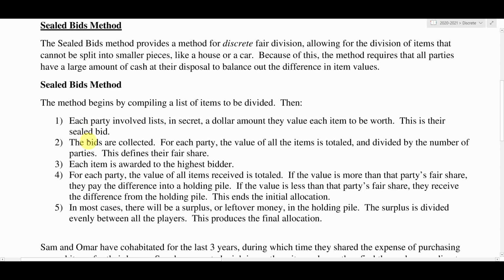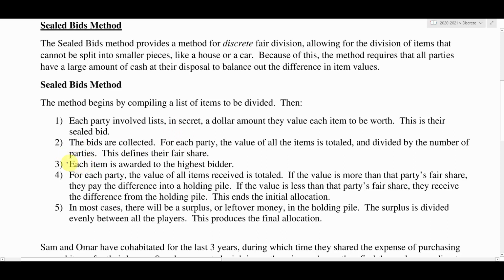Now the bids are collected, so we're on to step 2. The bids are collected, and for each party, the value of all the items is totaled and divided by the number of parties. This defines a fair share. We've been talking about this since the beginning of this particular unit. We find a fair share. So if all of the items are worth $1,000 and we're splitting $1,000 worth of stuff between 2 people, then your fair share is $500. It's no different here in this problem.